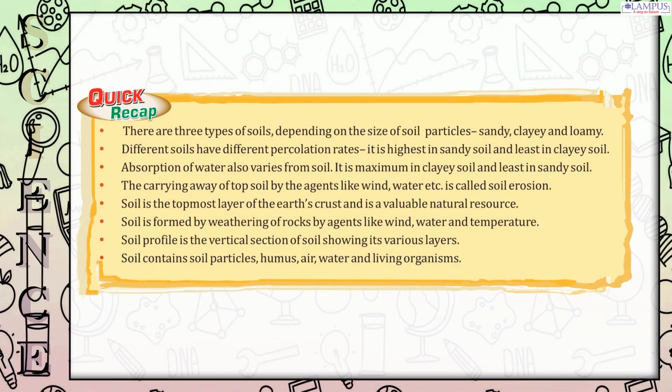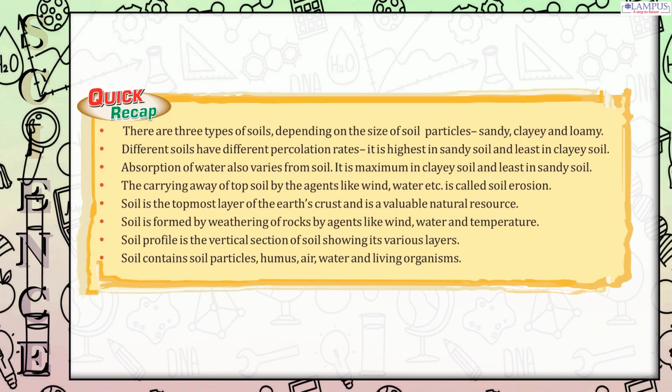Quick recap. There are 3 types of soils, depending on the size of soil particles: sandy, clay and loamy. Different soils have different percolation rates. It is highest in sandy soil and least in clay soil. Absorption of water also varies from soil to soil. It is maximum in clay soil and least in sandy soil.